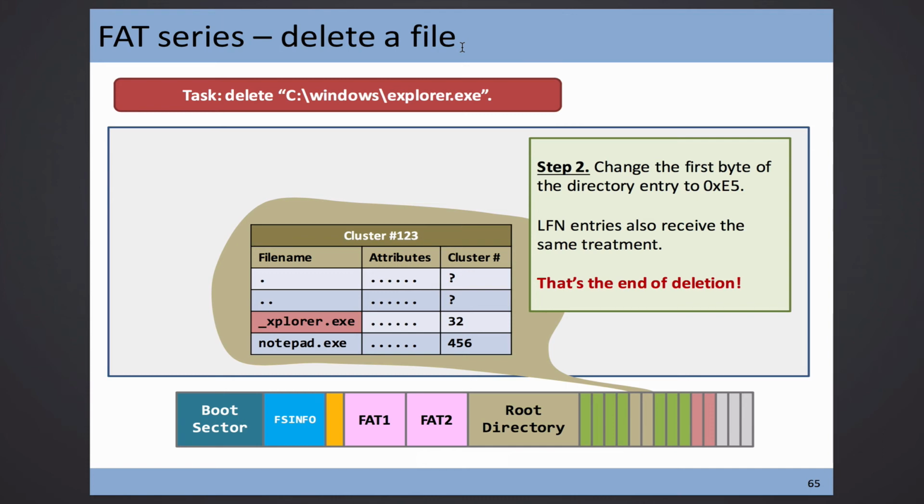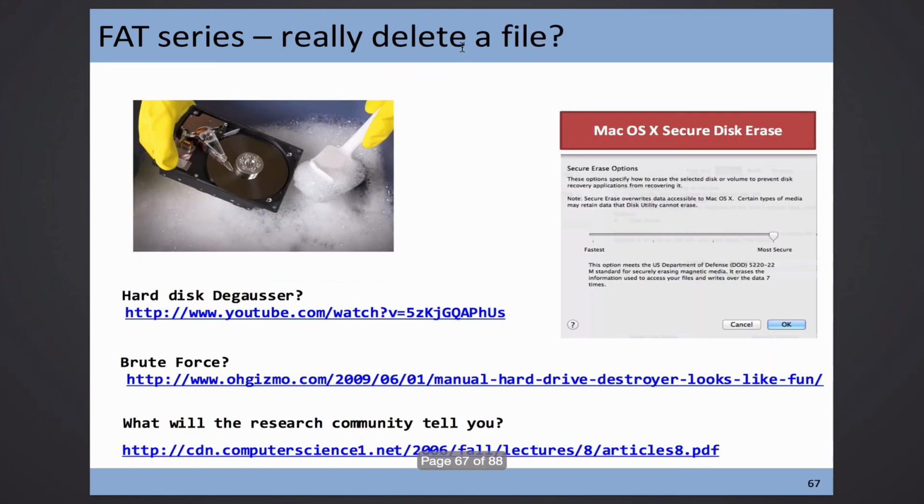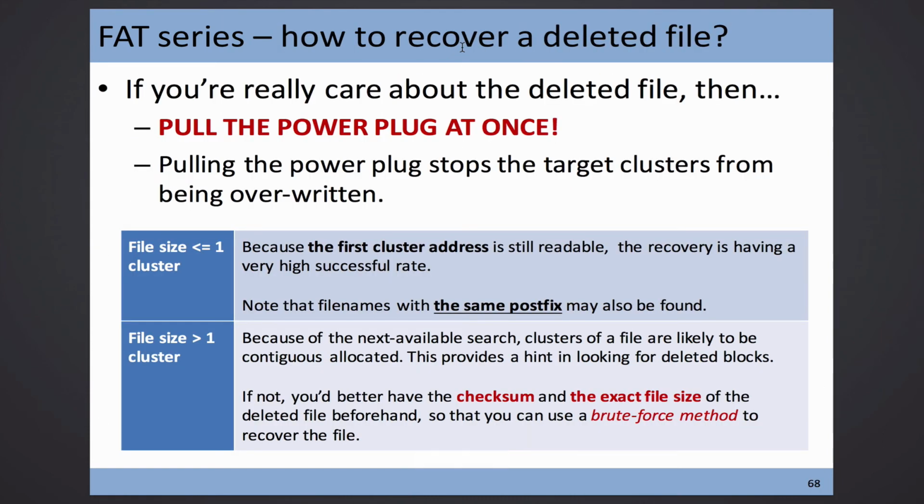And inside this area, you have two very important pieces of information. One, the leading cluster location is still there. Second, the file size. If you have the file size and the leading cluster information, and the file size is smaller than one cluster, can you recover it? Close to 100%. Because the leading cluster address is still there.